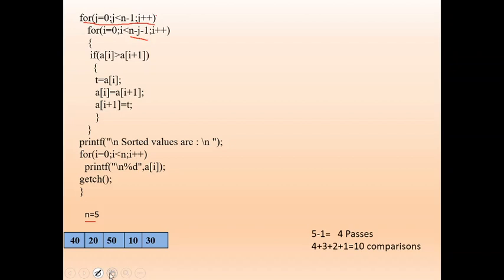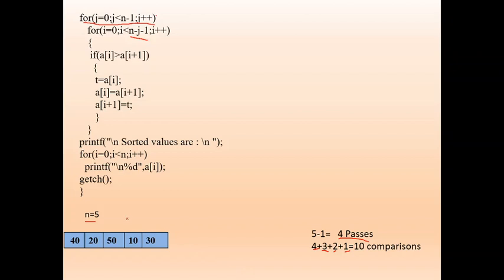Now you see. As my n is 5, how many passes am I going to have? N minus 1 passes. That means 4 passes. How many comparisons do I need to have? In the first pass, I will have 4 comparisons. Second pass, 3 comparisons. Third pass, 2 comparisons. Last pass, 1 comparison. Total 4 plus 3 plus 2 plus 1, 10 comparisons. If my n is 5, I am going to have 10 comparisons.